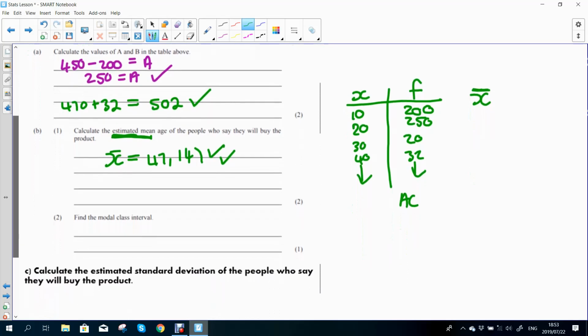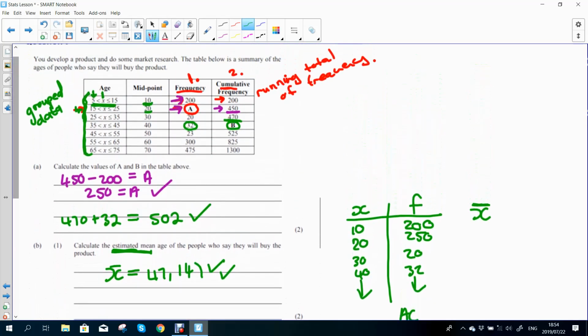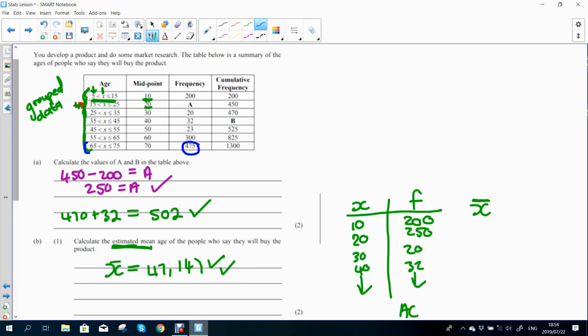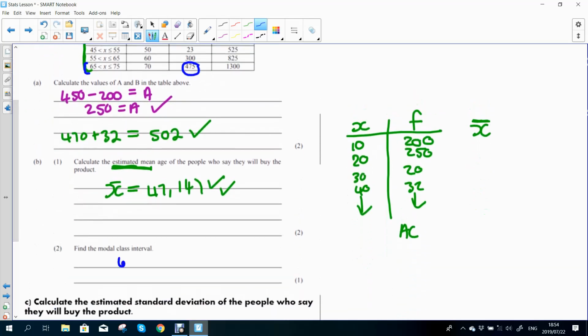Find the modal class. It's also the same as saying find the mode. So what you're looking for here is the highest frequency. So which number? Let's just erase a bit so we can highlight here. What is the highest frequency that you have? The highest frequency is 475. So what is your modal class? Your modal class is from 65 to 75 because that is the highest frequency.